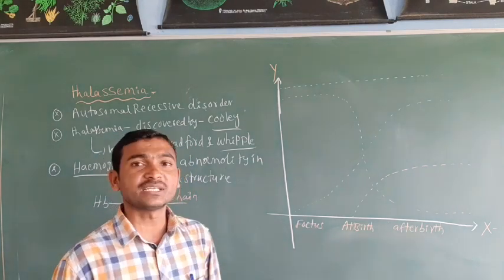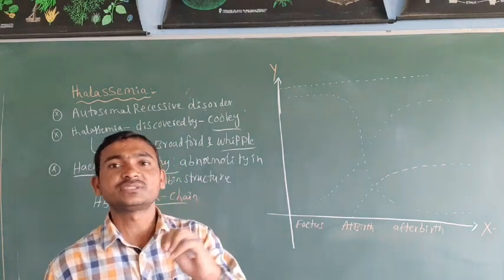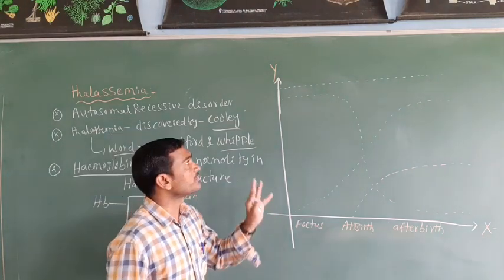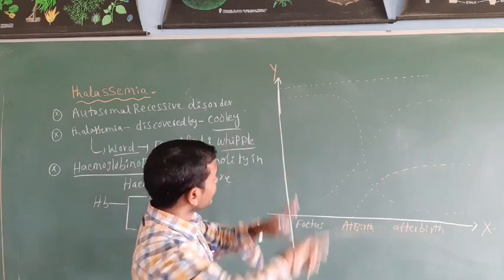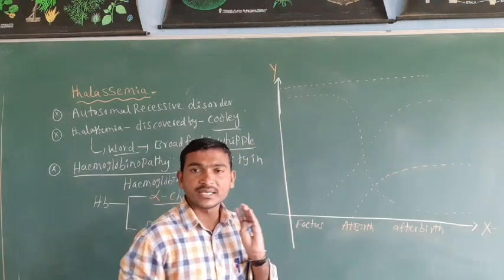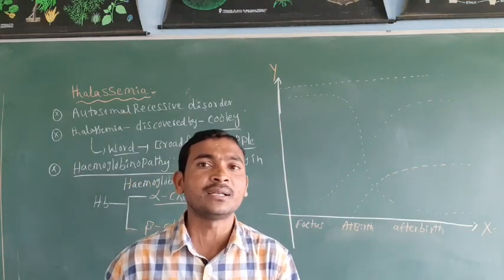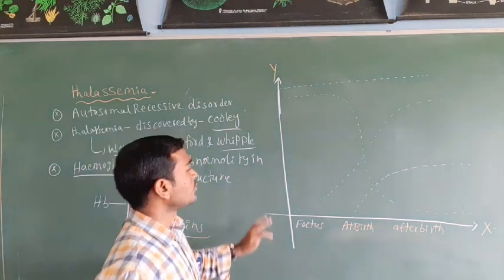How many types of chains? Four types of chains. What are the four types of chains? Now we will discuss that. We can explain the four types of chains through a graphical representation.